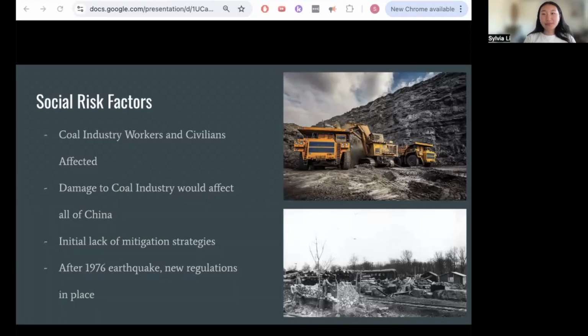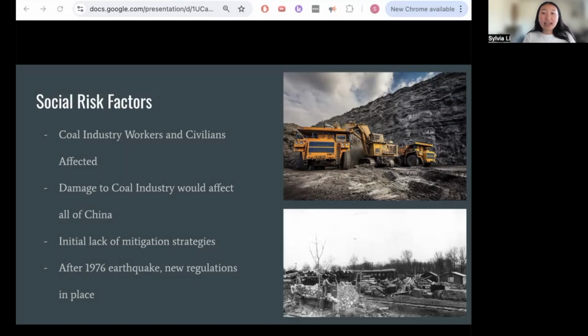Social risk factors. As an industrial coal mining city, Tangshan would have had many civilians and coal industry workers affected by an earthquake. Before the 1976 earthquake in Tangshan, such a large earthquake was thought to be unlikely in the area. Thus, many of the buildings were unreinforced and unprepared to handle such a large earthquake. So many of the masonry houses in the city were subject to collapsing and killing or injuring people.